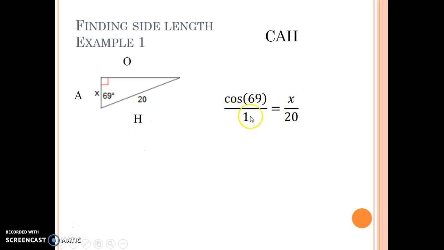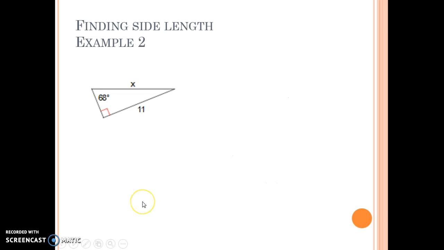Now you put a 1 over or under the cosine of 69 just so you can set up a proportion. So we're going to cross multiply. So 1x is equal to 20 times the cosine of 69. You put that into your calculator just like that, and out pops 7.2. And so the length of this side is 7.2.